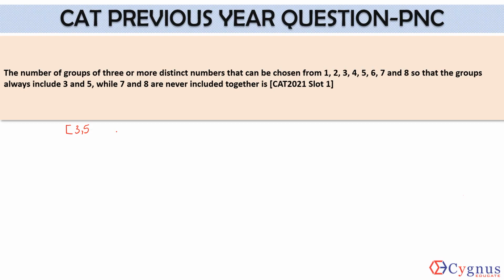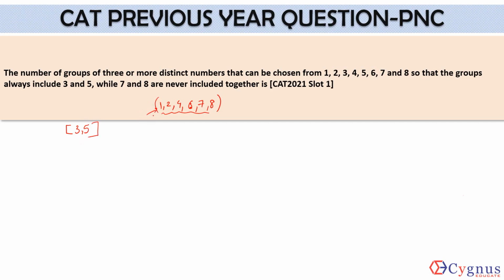So I'll have to choose 3 and 5 always. Now, what are the rest of the numbers? They are 1, 2, 4, 6, 7, and 8. I'm still left with these six numbers. They may or may not be a part of the group. Fine. So how many possibilities are there for the remaining six numbers? I've already included 3 and 5.